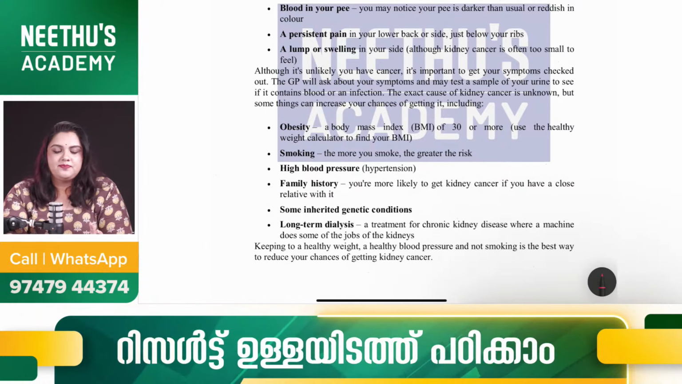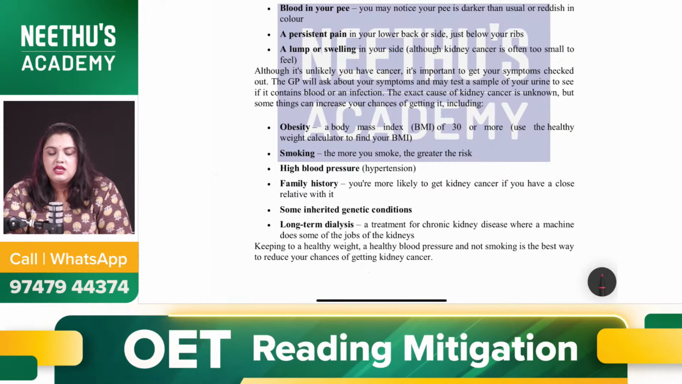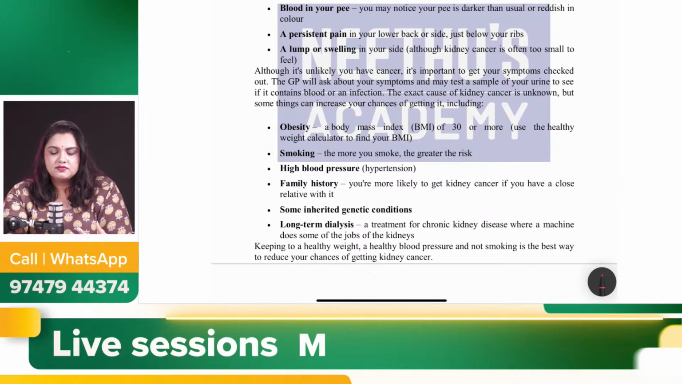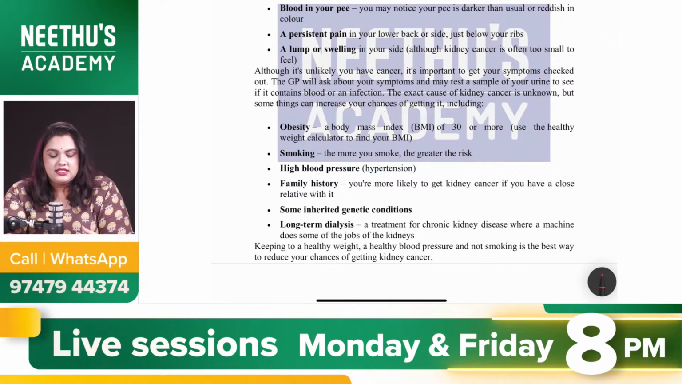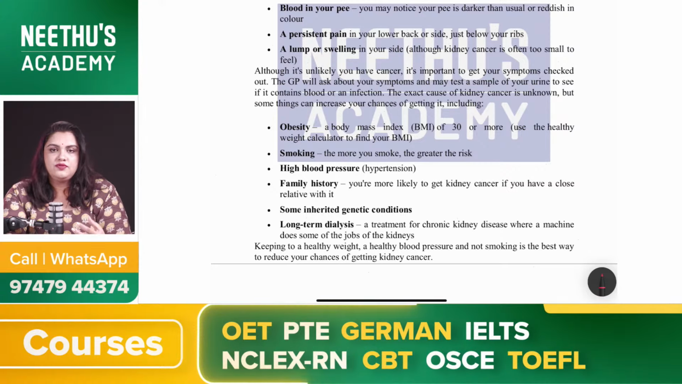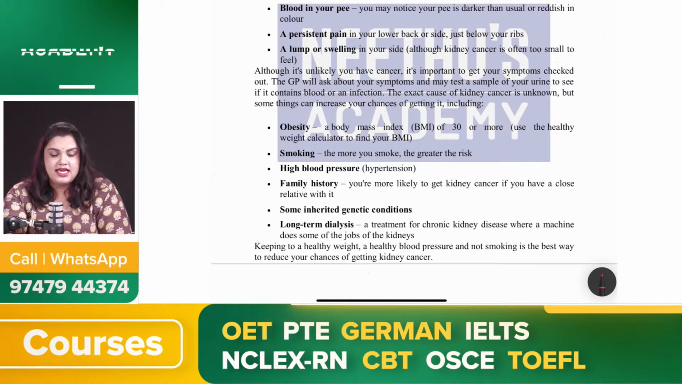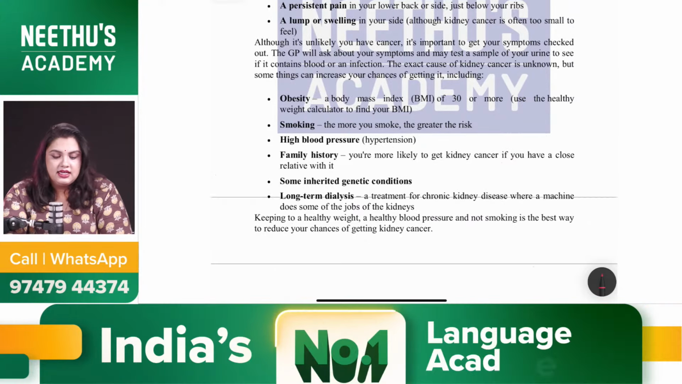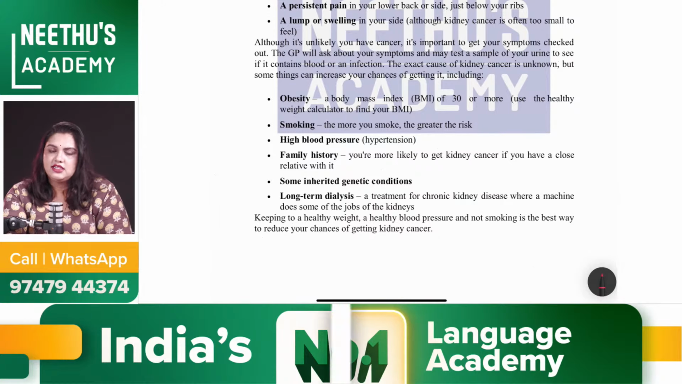So obesity, a body mass index, that is BMI of 30 or more, is a condition where people with BMI 30 or more have a chance of getting kidney cancer. Then there is smoking. The more you smoke, the greater the risk. So if you are a person who smokes a lot, you are at the greater risk of getting a kidney cancer. Then there is high blood pressure, that is hypertension. So yes, that is another cause.